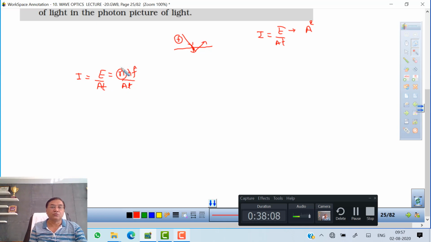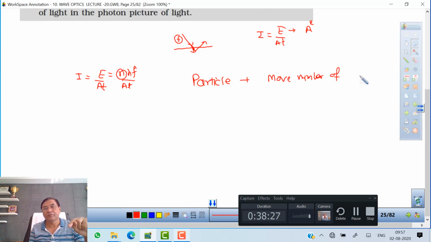So more number of photons incident means more intensity. In wave nature, more amplitude means more intensity. So in particle nature, more number of photons, and in wave nature, more amplitude.